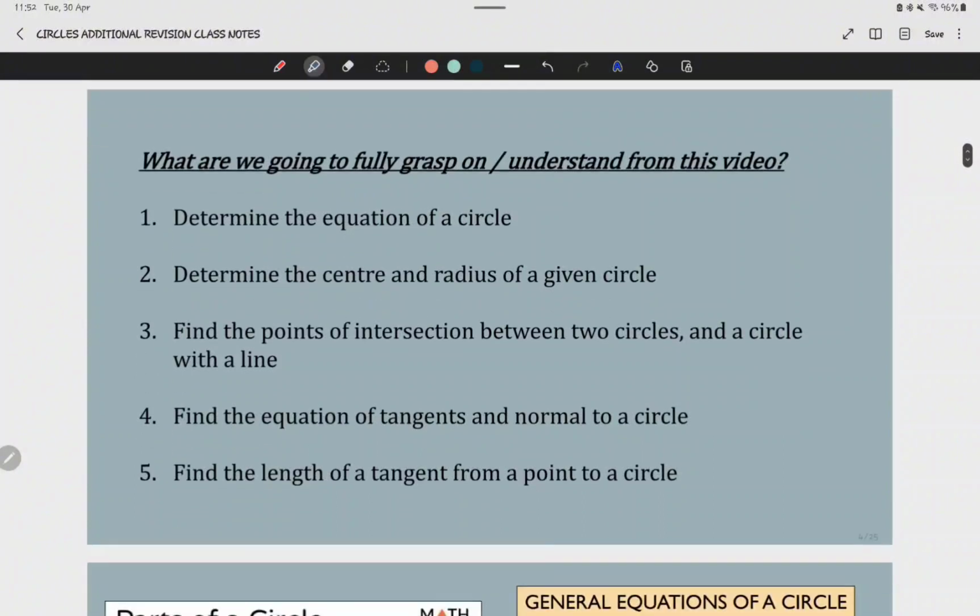So what are we going to revise? I know this topic may seem very challenging to some, but hopefully through this video you can get a better understanding of these few objectives. First, we have to determine the equation of a circle. Then, from the equation, we are going to determine the center and the radius of the given circle.